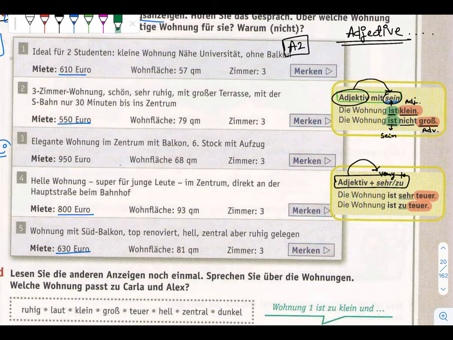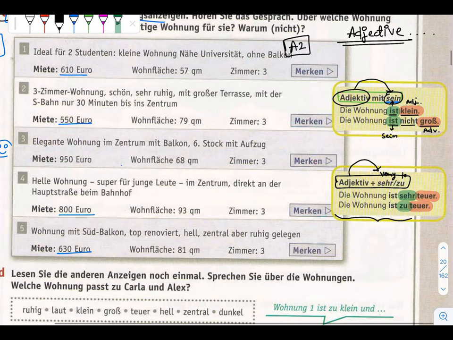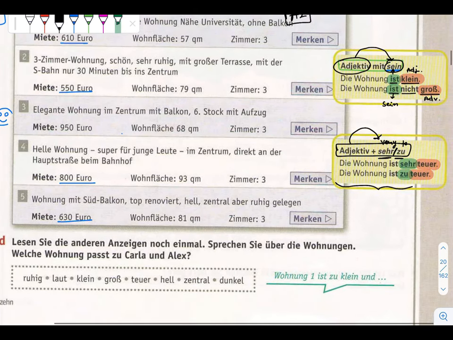This one is sein, sein. This one is sehr. And zu. Okay, so this one is also the same as in English. For example, die Wohnung ist sehr teuer. The apartment is very costly. That we also say in English. So it's the same. Die Wohnung ist zu teuer. The apartment is too costly. Okay, so the slash means you can use any of these. Like this, you can frame any answer.